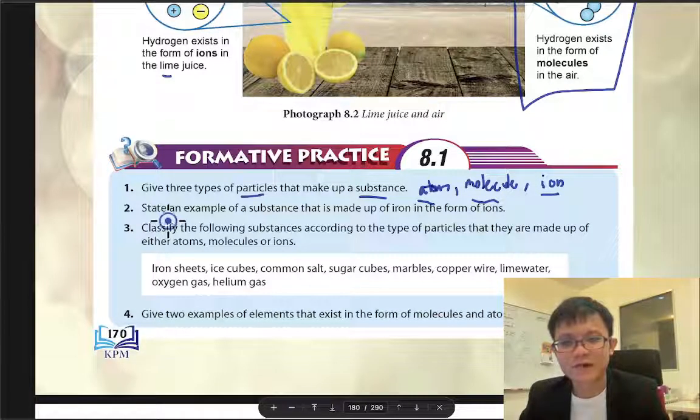State an example of a substance that is made up of ion. Example of a substance that is made up of ion. Iron is Fe. Iron.